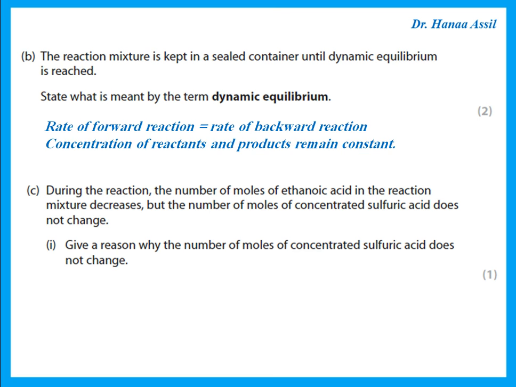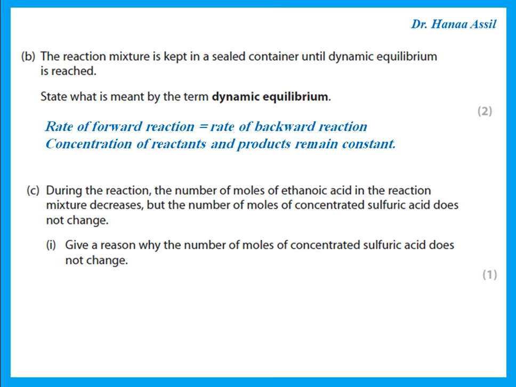During the reaction, the number of moles of ethanoic acid in the reaction mixture decreases. Of course, because ethanoic acid is reactive. But the number of moles of concentrated sulfuric acid does not change. So they have ethanoic acid and ethanol and sulfuric acid, but the sulfuric acid does not change. Give a reason why the number of moles of concentrated sulfuric acid does not change.